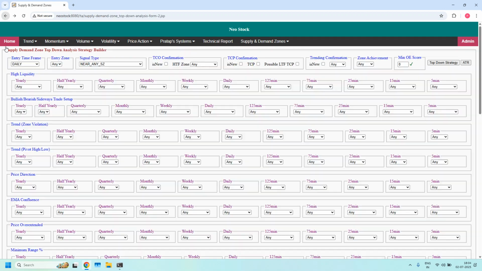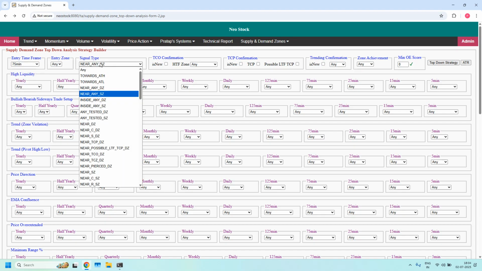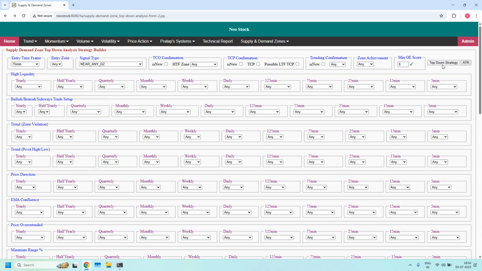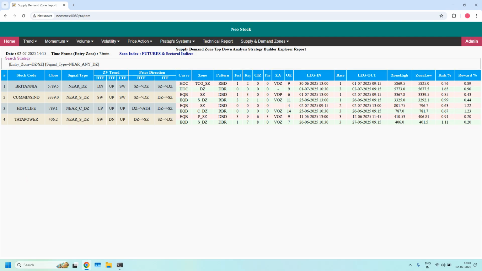Okay, next time frame is 75 minutes. Stocks near to the 75 minutes demand zone. We got 4 stocks. Let us verify 75 minutes high liquidity demand zones from this list. Cummins is having a 75 minutes high liquidity demand zone. HDFC Life is having a 75 minutes high liquidity demand zone. Tata Power is also having a 75 minutes high liquidity demand zone. So total we identified 3 75 minutes high liquidity demand zones from this list.